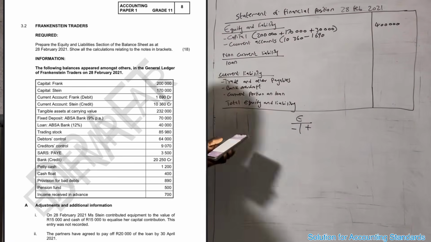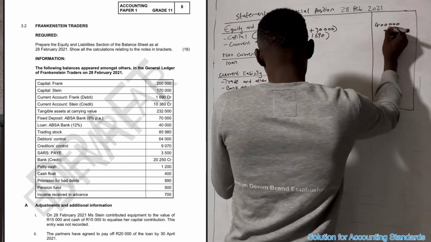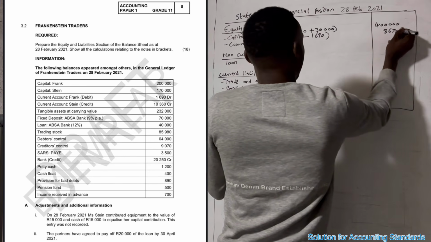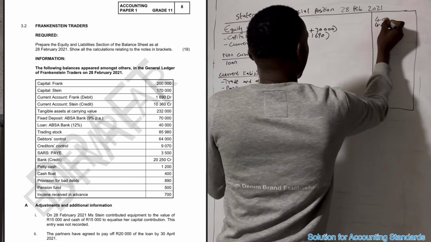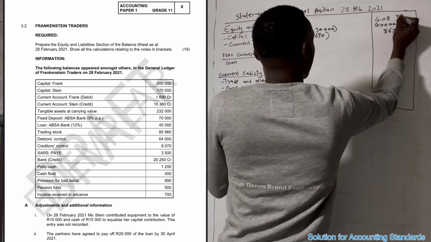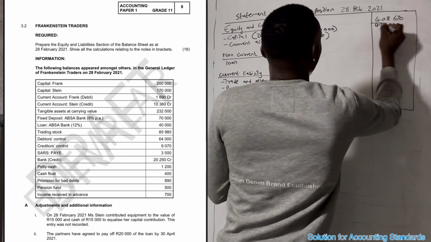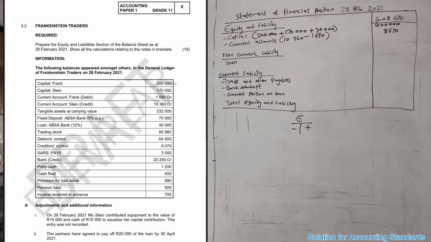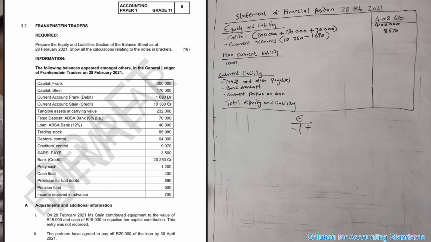Okay, so we don't have any other transaction. We can close it off, and the amount will give us 8,670, and if you add them together, they will give you 8,670. Very simple. Okay, this is the partners' equity total, not equity and liability. Okay, now let's move to the loan.